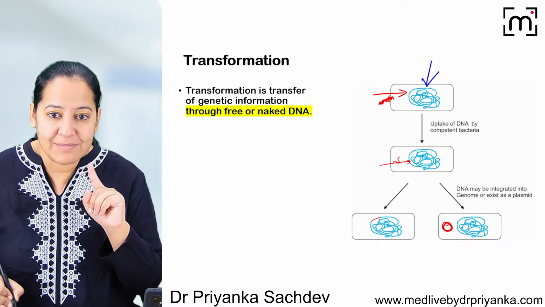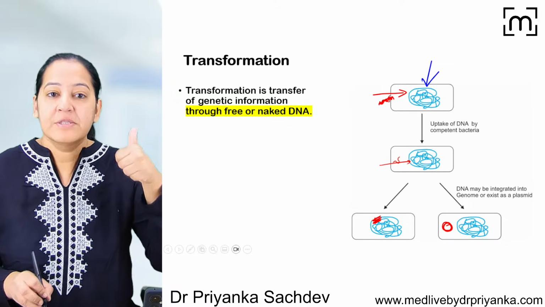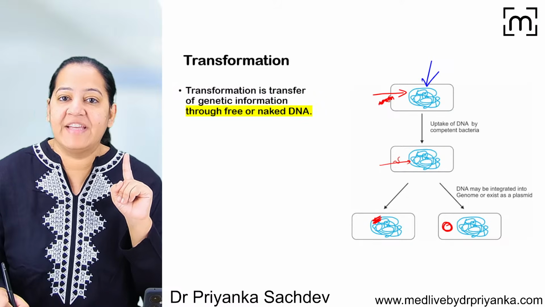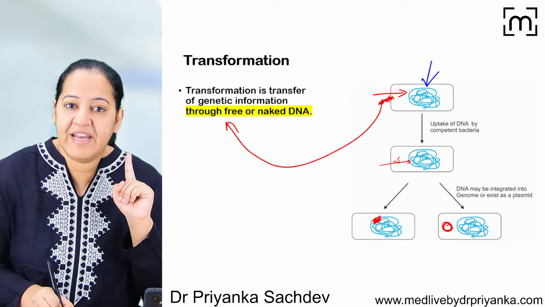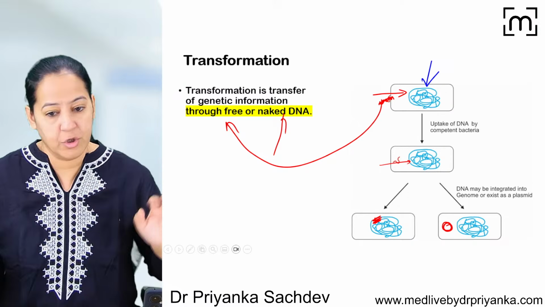Either it is making a plasmid or it is making an episome. Give me a thumbs up if you got it. Do you have any confusion? So here the word you have to pick is DNA does not require any agency. You can see the DNA is going freely or nakedly, one and the same thing. Freely or naked DNA, no agency.